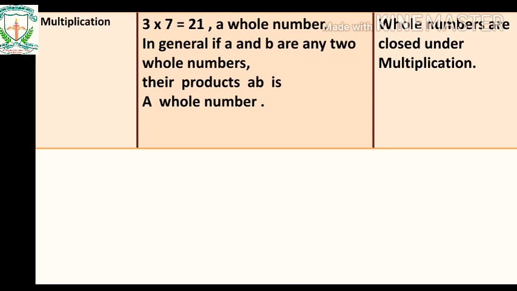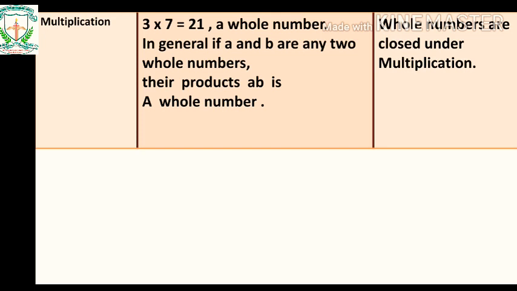In general, if a and b are any two whole numbers, their product a into b is also a whole number. Therefore whole numbers are closed under multiplication. If you want, we'll take some more examples to understand closure property for multiplication. 5 into 5, 5 fives are 25. 5 is a whole number, and the answer, 25, is also a whole number.